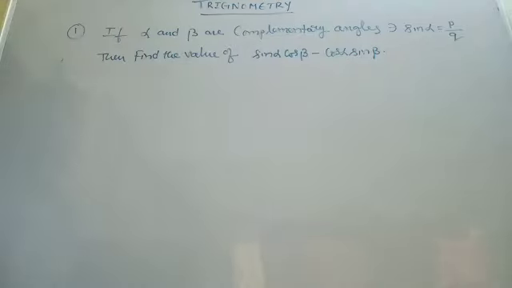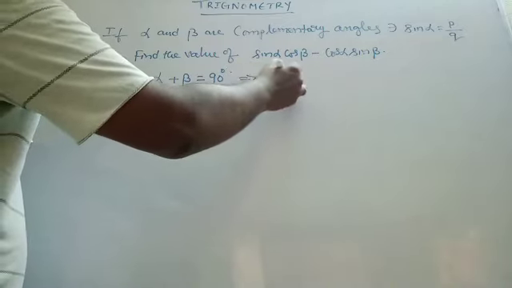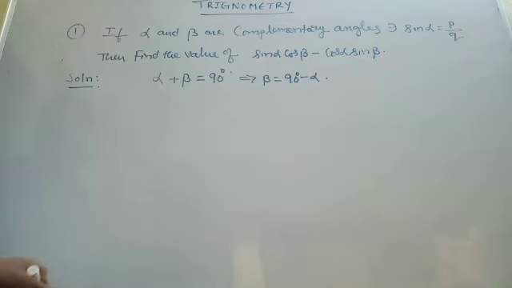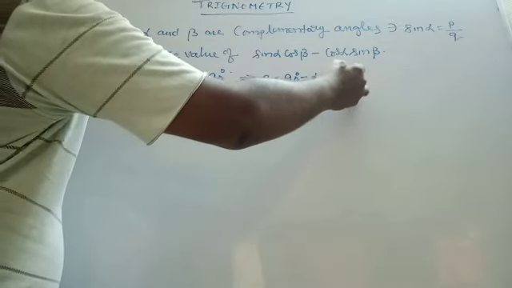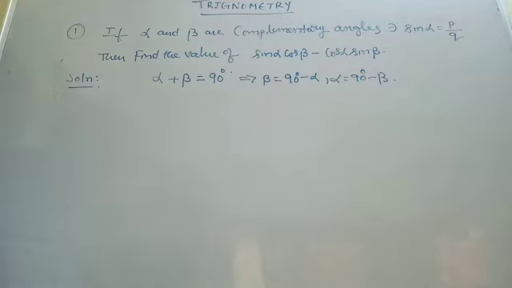They given that alpha and beta are complementary angles. That means alpha plus beta is equal to 90 degrees, like this, right? Alpha plus beta is equal to 90 degrees, right? That means beta is equal to 90 degrees minus alpha, in this way. And alpha is equal to 90 degrees minus beta. Which one is useful, that we will be taking, and we will do the things here, like this.